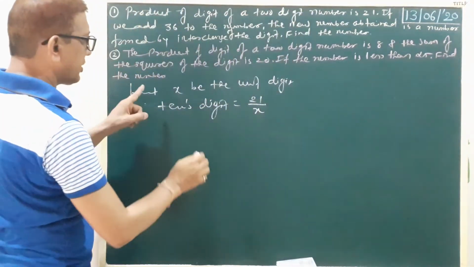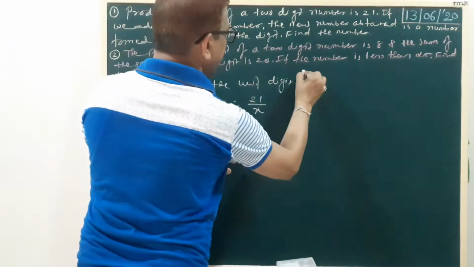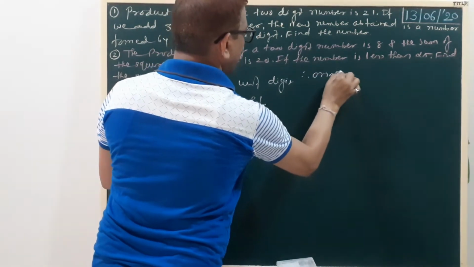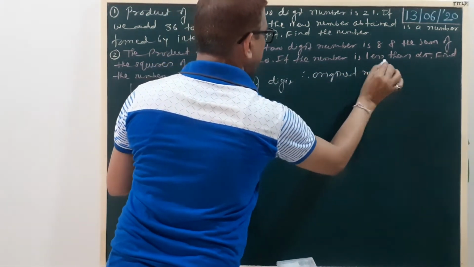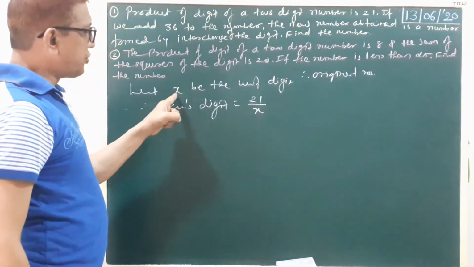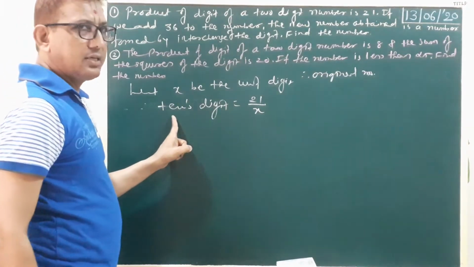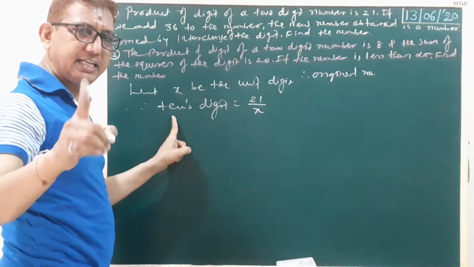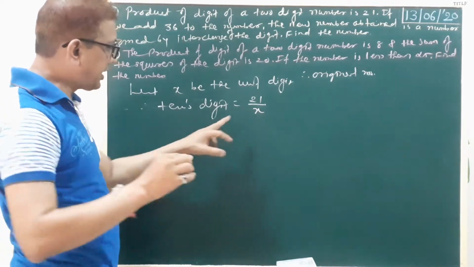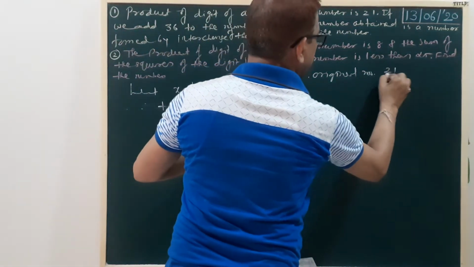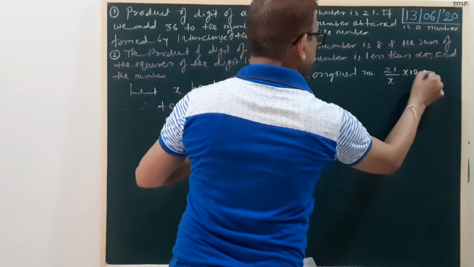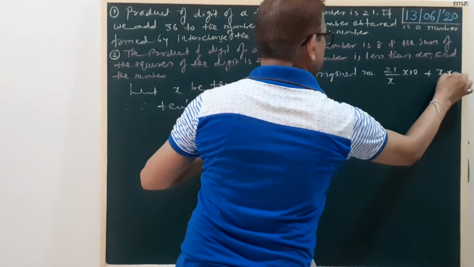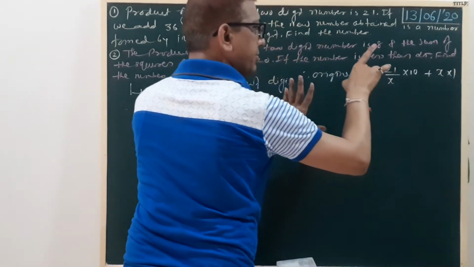Now our original number. This is your unit place. This is your 10 place. Unit place is multiplied by 1. 10 place is multiplied by 10. So here 21 upon x multiplied by 10 and x multiplied by 1. This is your original number.